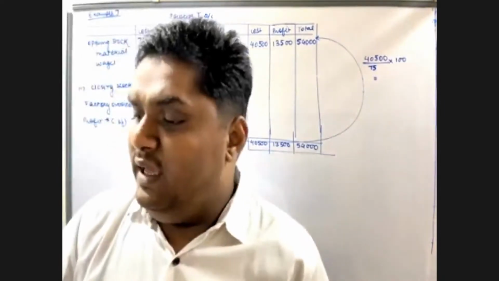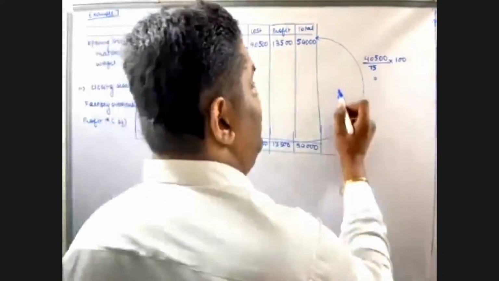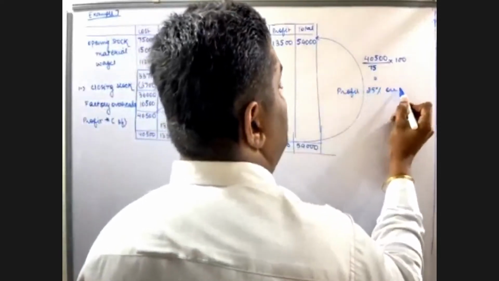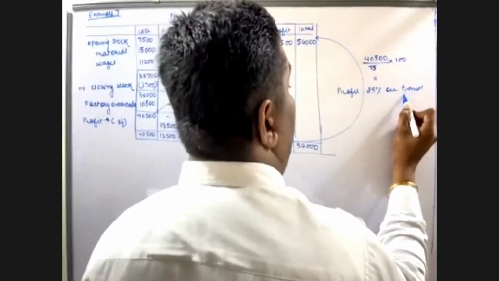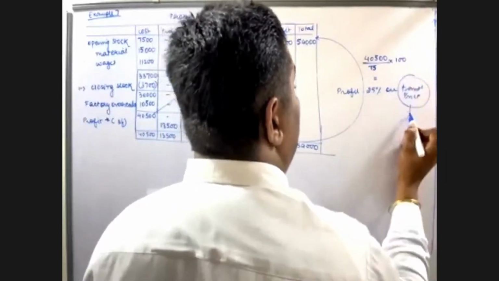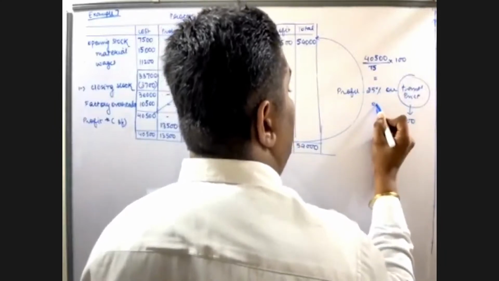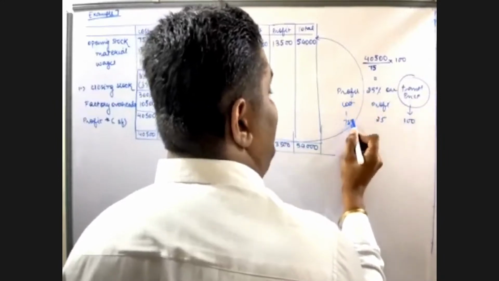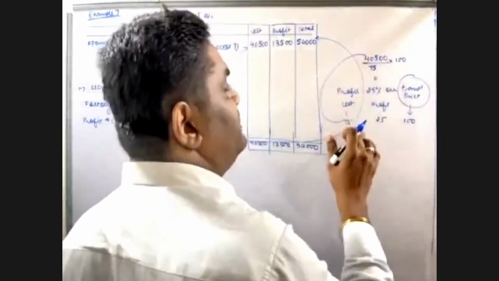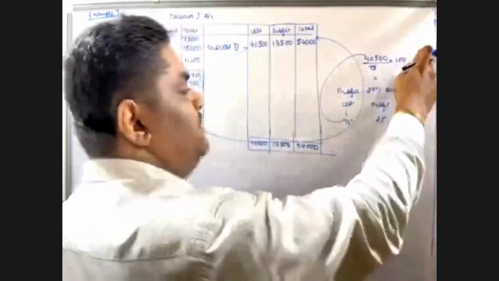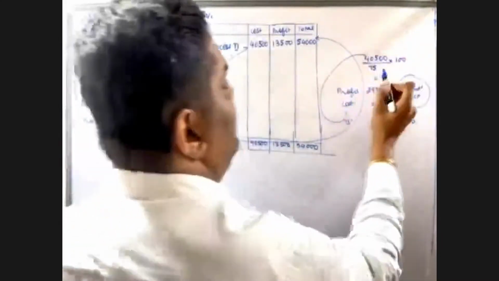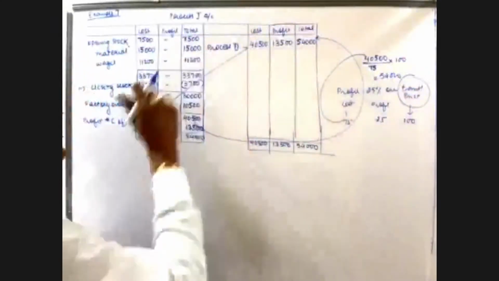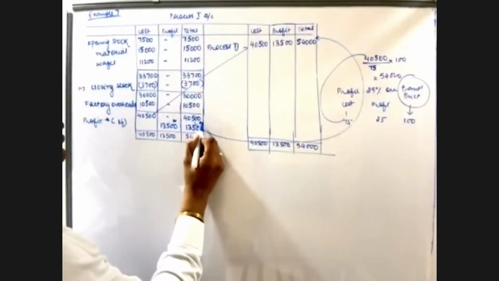Sir, can you please explain again the profit portion? So here the profit is 25% on transfer price. Let's assume transfer price is 100, profit is 25, therefore my cost will be 75. So 40,500 is my cost, that is equal to 75. So how much will be 100? That will be 54,000. And once these figures are calculated, we will calculate the balancing figure. So these two are the balancing figures.